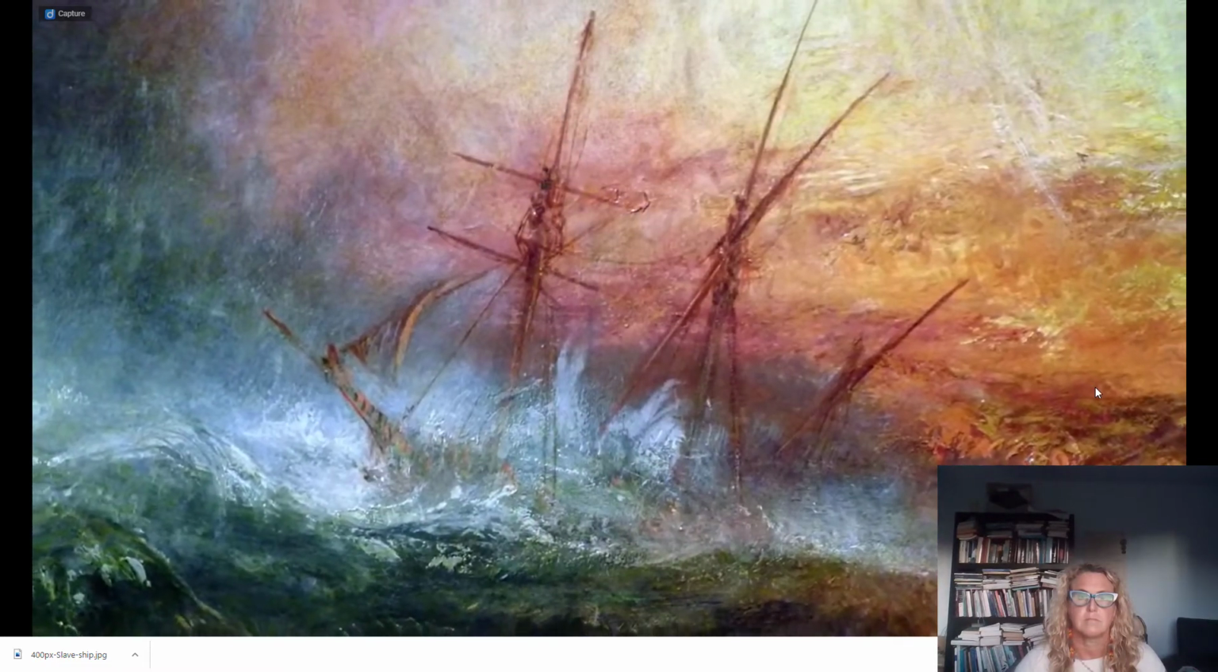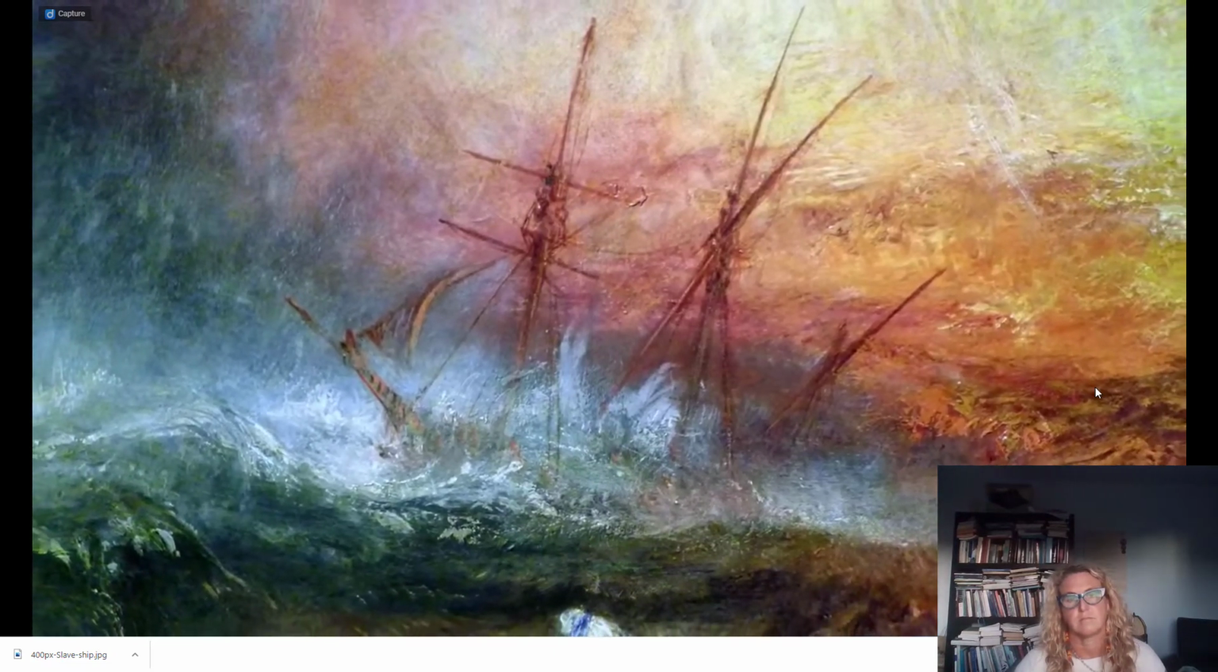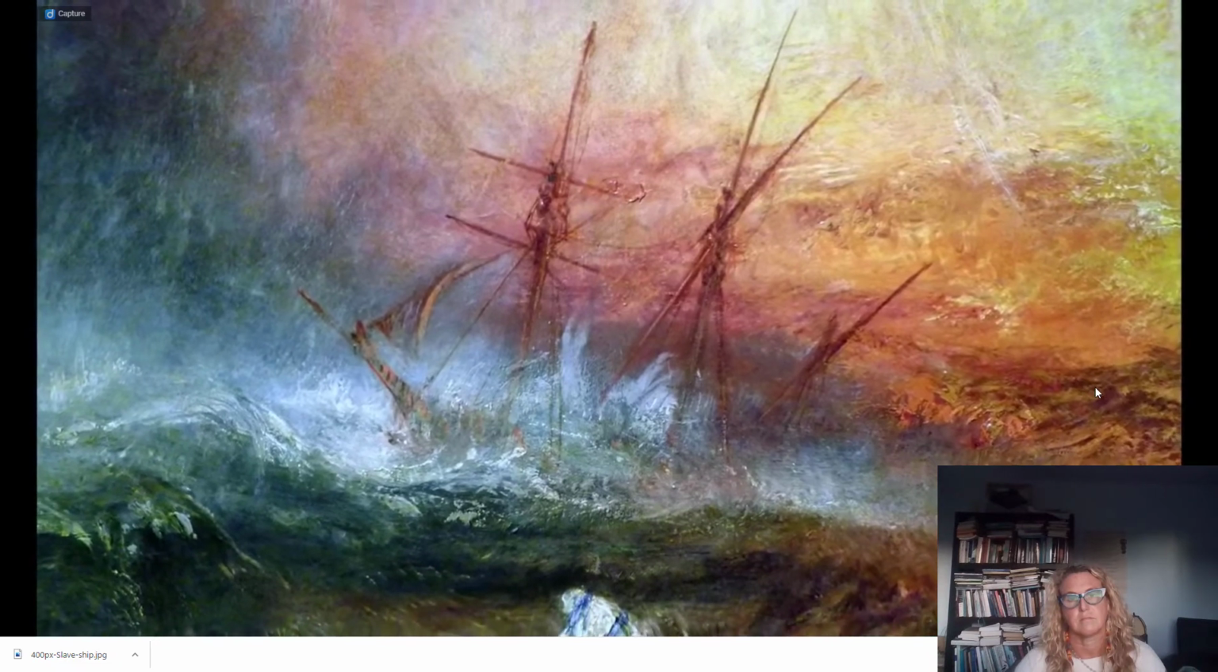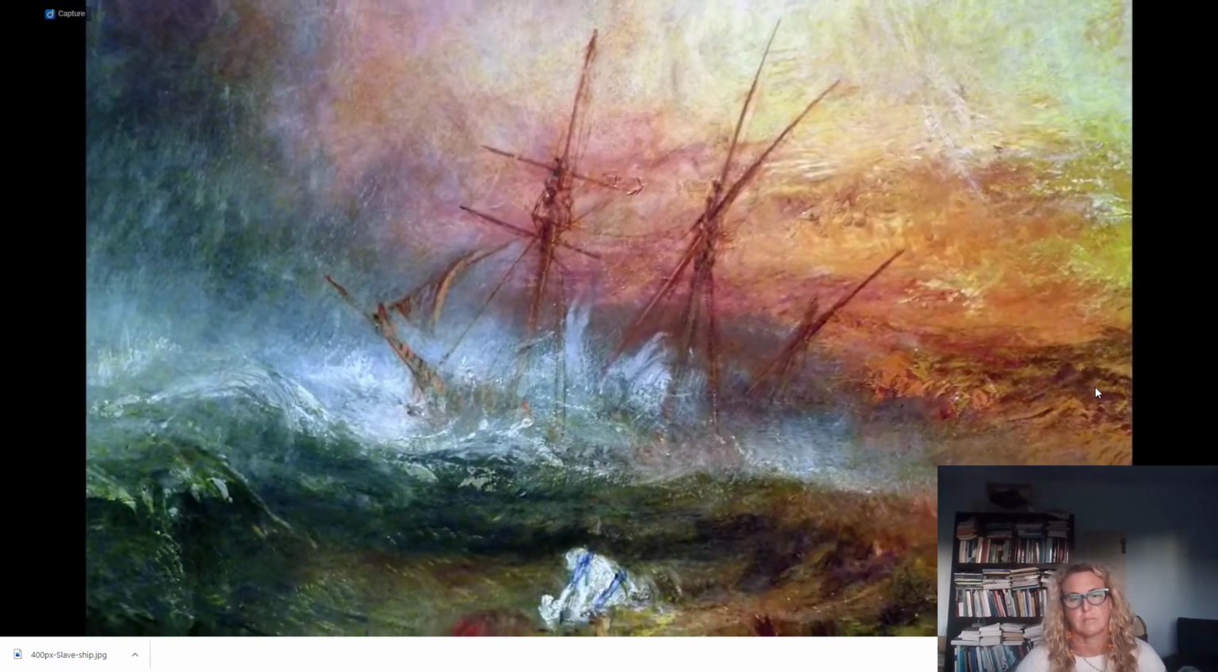When we look into the left quarter of the painting, we see some really different colors than what we see in the rest of the painting. Whites and blues and purples and grays.